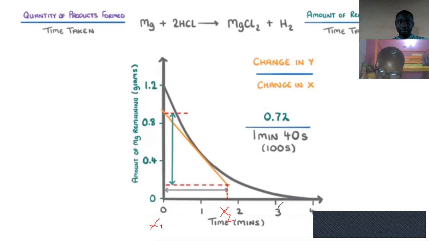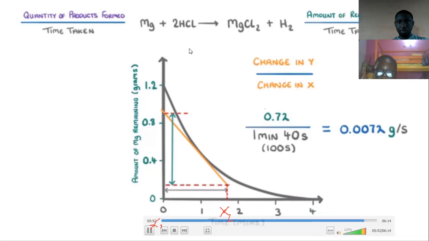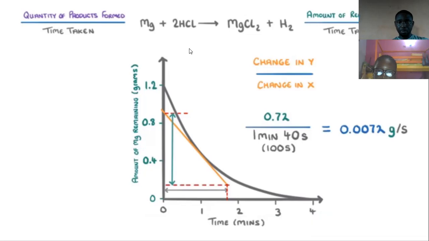All right. Find our rate of 0.0072 grams per second. But you understand how you got this 100 seconds, right? Yes. Okay. And if you make your tangent a bit longer or a bit shorter, and use different y and x values, that's absolutely fine. As long as your tangent is just as steep as ours, you would end up getting the same answer.